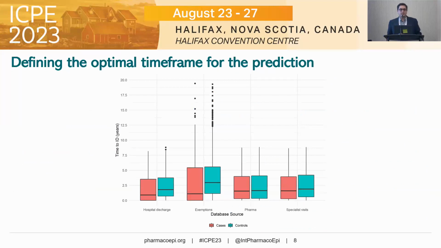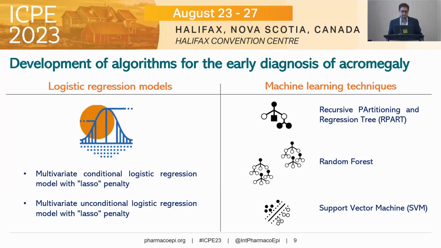So we retrospectively evaluated the database history of both cases and controls in Sicilian claims databases. We evaluated the time between the first record in Sicilian claims databases and the index date, and we observed that the highest overlap in terms of database history for both cases and controls was in the time frame of the 2 years prior to the index date. So considering the clinical relevance of this time frame, we decided to focus our predictive analysis on it.